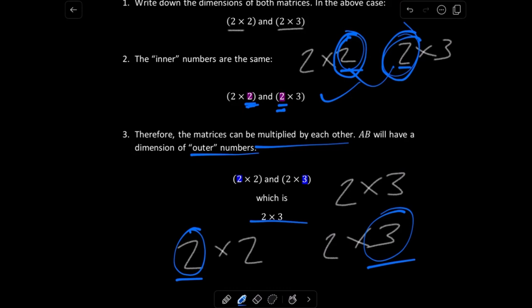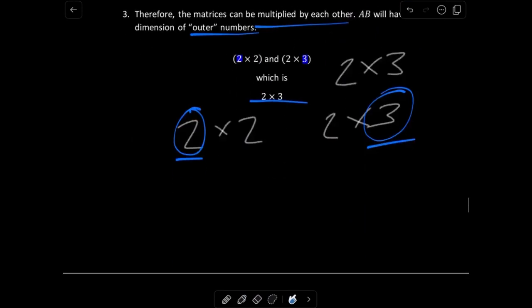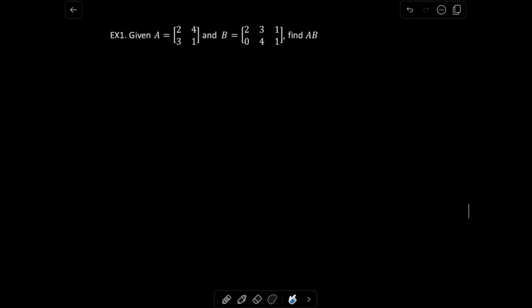So that's an easy way, in terms of inner and outer numbers, to identify if you can in fact do matrix multiplication. All right, that's enough explanation. Let's actually see how matrix multiplication works. All right, here's exercise 1. You have matrix A, matrix B. So I'm going to take you through the process of finding A times B.